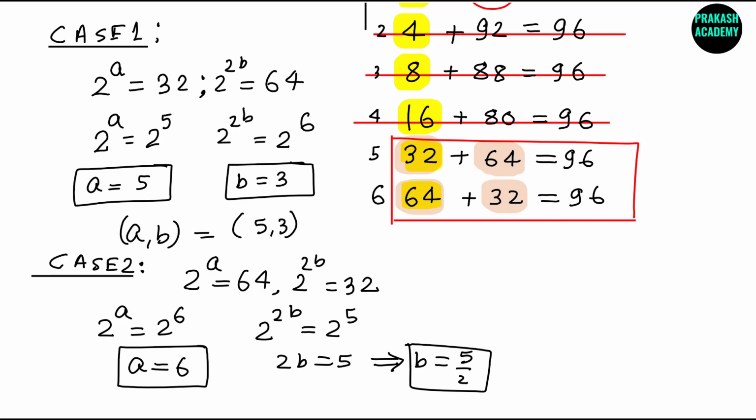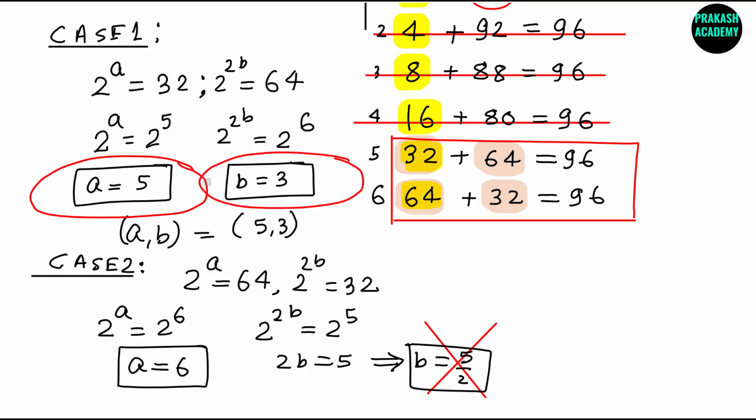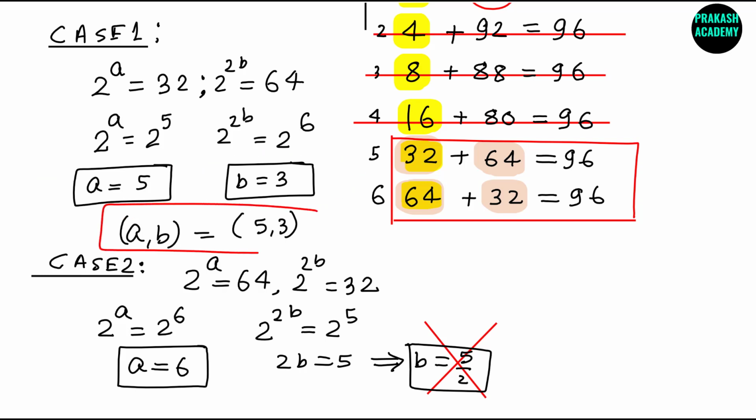But b equal to 5 by 2 is not a possible solution because it is said that a and b both are integral solutions. So the only possibility is this one, a is equal to 5 and b is equal to 3. So this is the solution we have.